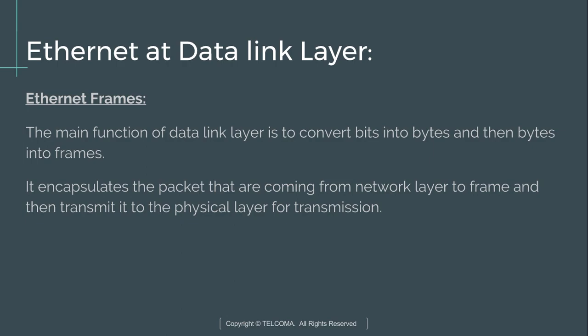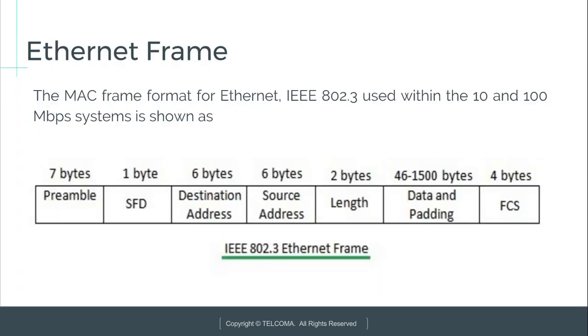So next is the Ethernet frame. The main function of the data link layer is to convert bits into bytes and then bytes into frames. It encapsulates the packets that are coming from the network layer into frames and then transmits them to the physical layer for transmission. This is shown as the Ethernet frame, which is used by the 10 and 100 Mbps Ethernet cables. This is the Ethernet frame, IEEE 802.3.